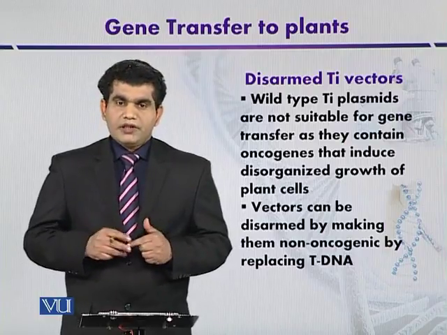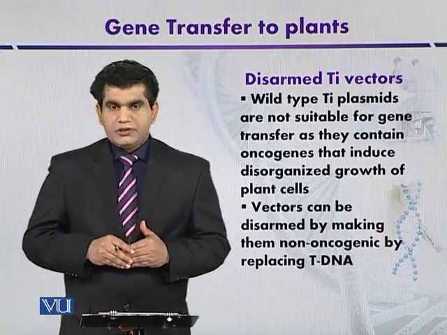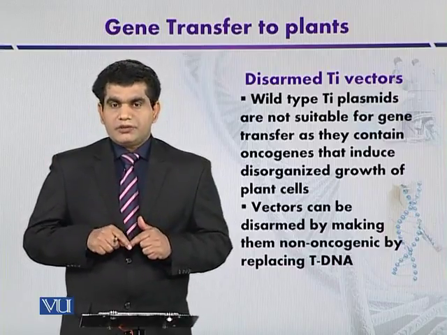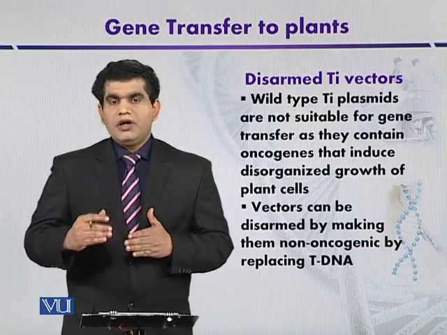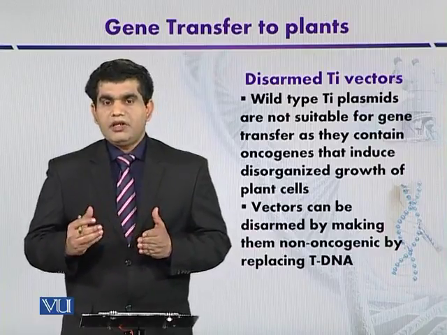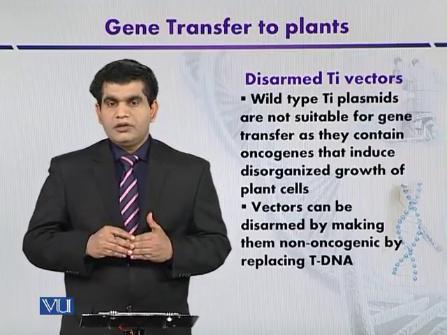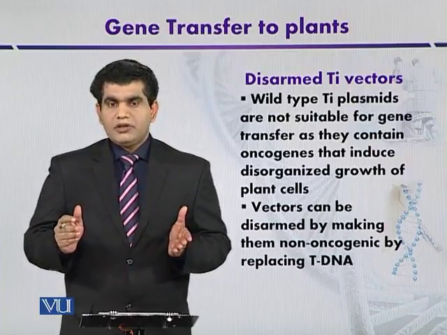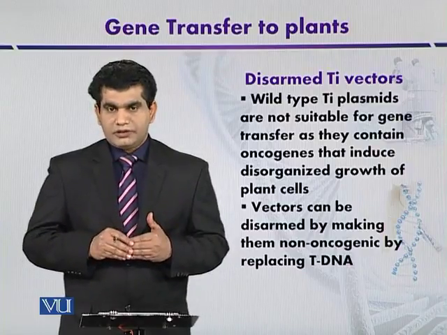Now, in modified or disarmed TI vectors or plasmids, the tDNA portion has been removed and replaced with a gene of interest or certain selectable markers. No tDNA is there anymore, and it has been replaced with our gene of interest.